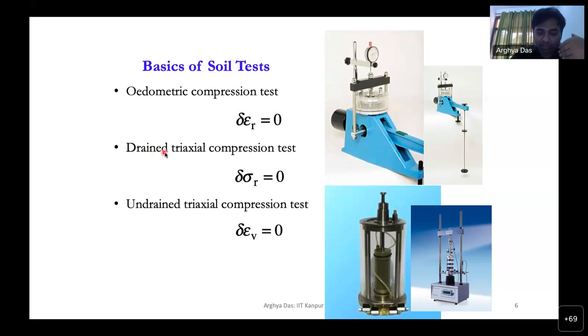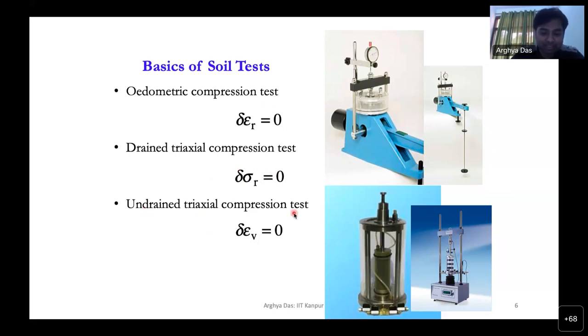Coming to the drained triaxial test, or so-called CD test, consolidated drained triaxial test, the main boundary condition is your cell pressure, or the radial stress. So the radial stress is constant. That means during the test, when you are applying the deviatoric load, your cell pressure is constant. That means the change of cell pressure is zero. That is one of the major boundary conditions there to simulate that kind of test.